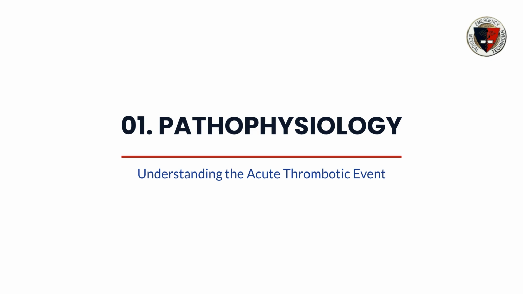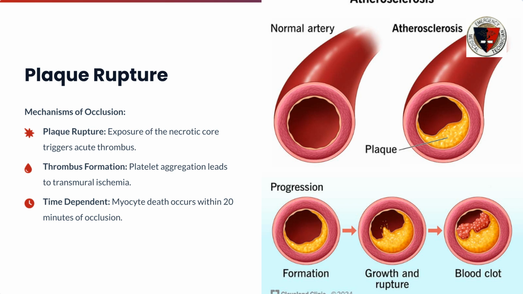We will begin with the pathophysiology, focusing on understanding the acute thrombotic event that causes a STEMI. The core mechanism of occlusion is plaque rupture, exposing the necrotic core and triggering an acute thrombus. Platelet aggregation forms the thrombus, leading to transmural ischemia. Myocyte death is time-dependent, occurring within 20 minutes of occlusion.